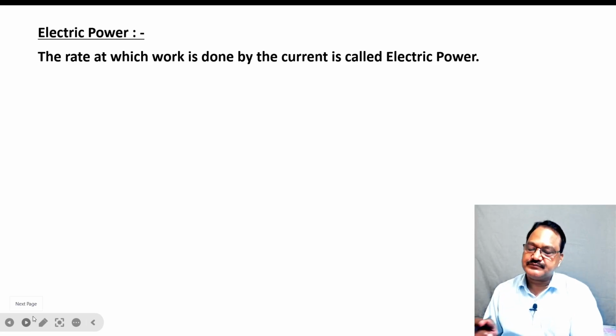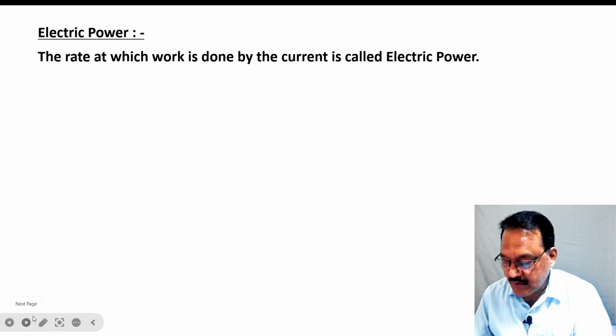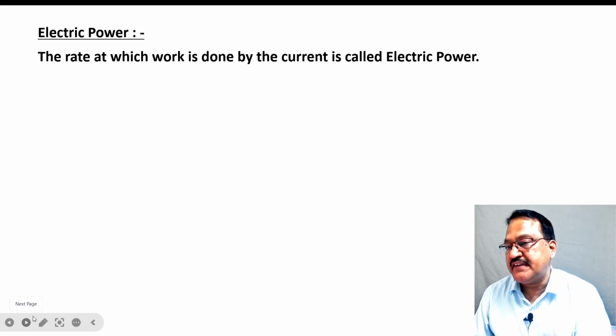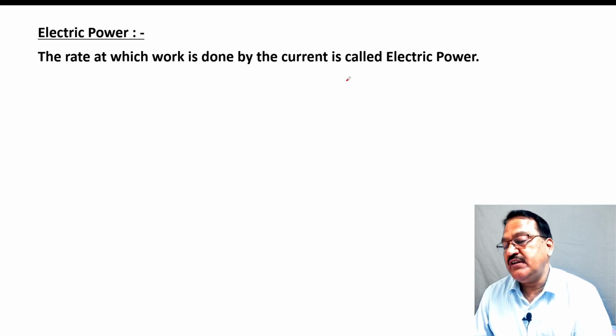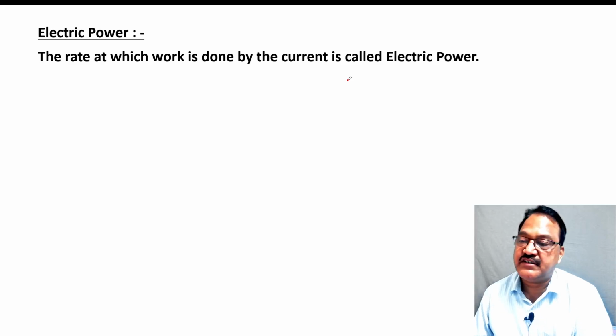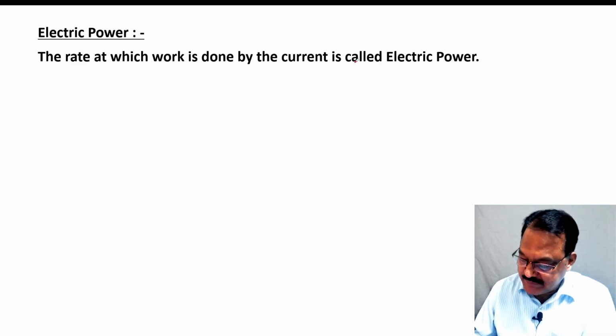What is electric power? See, what we have studied in case of energy. What is energy? Energy is just, you can say, doing of work by the current in the circuit. Now electric power means this is the rate of doing work by current in the circuit. This is the difference. It will give at which rate the work is being done by the current in that electric circuit.